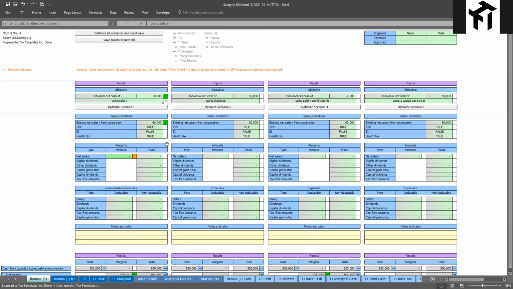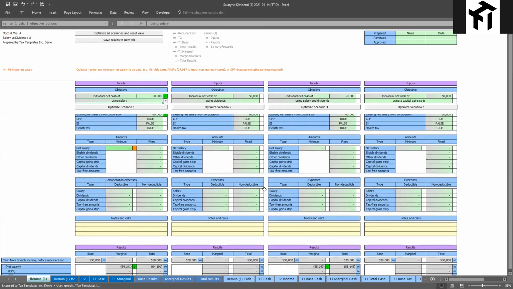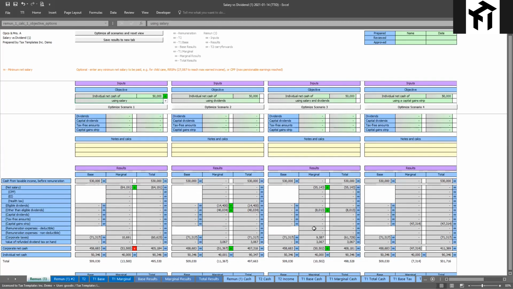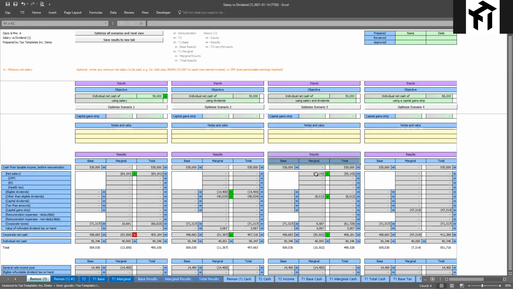Okay, so good question. The question is about scenario 3, for salary and dividends, how can we see how much salary and dividends we're actually looking to pay? If you look at the results on the Remoon 1 tab, I've marked them both in green O's, but I'll make them into red X's to make them clear. These are the amounts of salary and dividends that we are looking to pay.